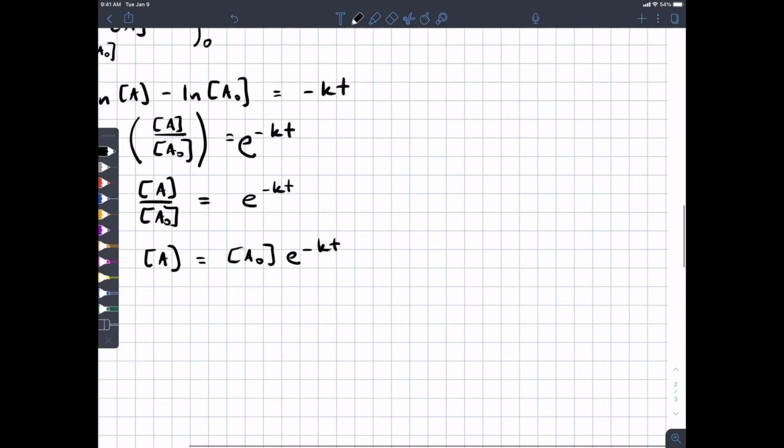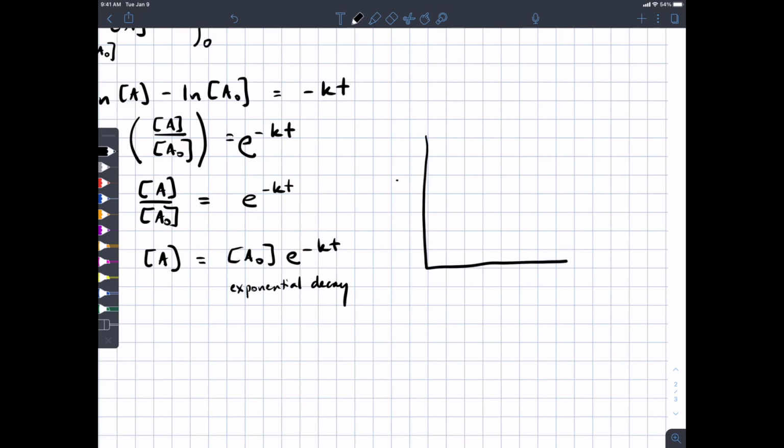This is an equation for something that's called exponential decay. And if you were to plot the concentration of A as a function of time, you would see it start out at concentration A0, and then you'd see an exponential decay curve that would look something like that.